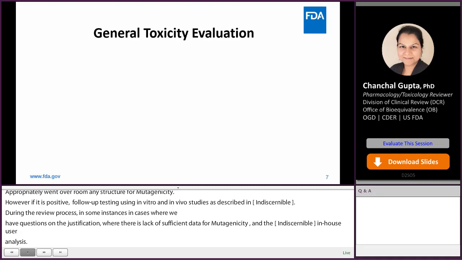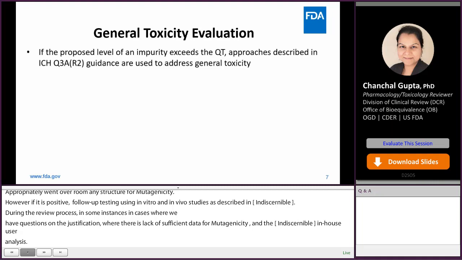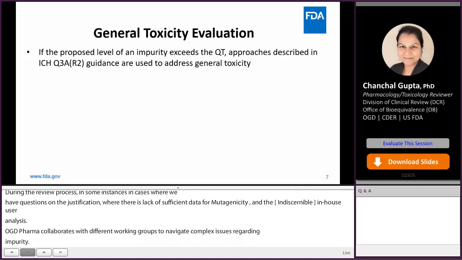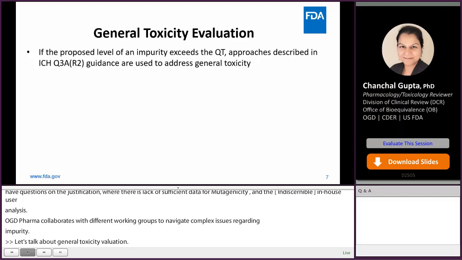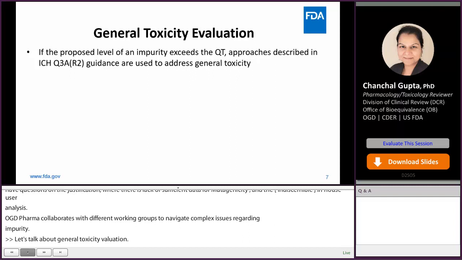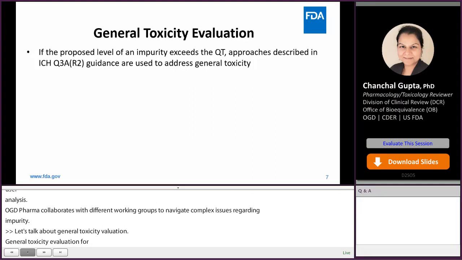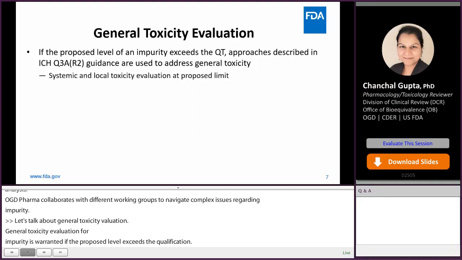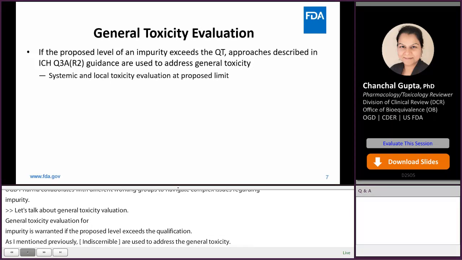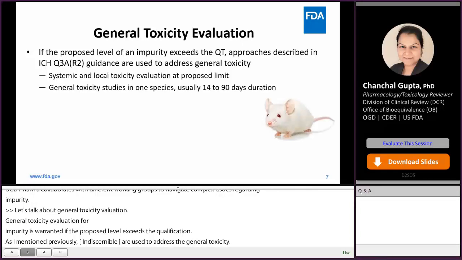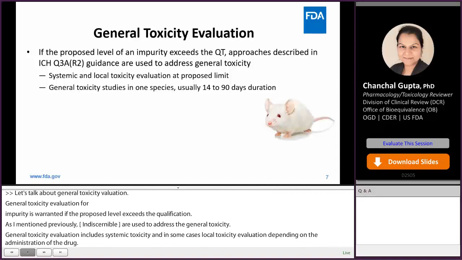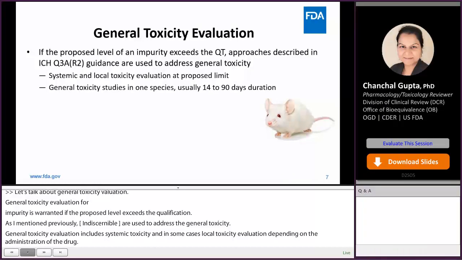Now let's talk about general toxicity evaluation. General toxicity evaluation of an impurity is warranted if the proposed level exceeds the qualification threshold. As I mentioned previously, methods described in ICH-Q3A guidance are used to address the general toxicity of an impurity. General toxicity evaluation includes systemic toxicity and in some cases local toxicity evaluation depending on the intended route of administration of the drug product. General toxicity studies are needed in one species with a duration of 14 to 90 days depending on the duration of use of the drug product.